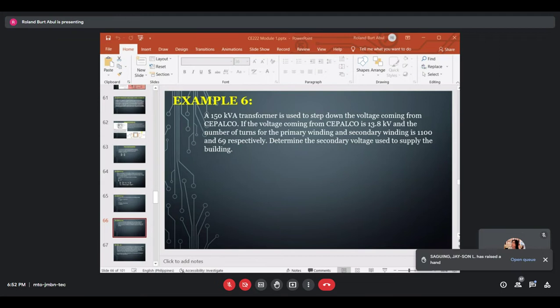So again, a 150 kVA transformer is used to step down the voltage coming from Sepalco. If the voltage coming from Sepalco is 13.8 kilovolts and the number of turns for the primary winding and secondary winding is 1,100 and 69 respectively, determine the secondary voltage used to supply the building.